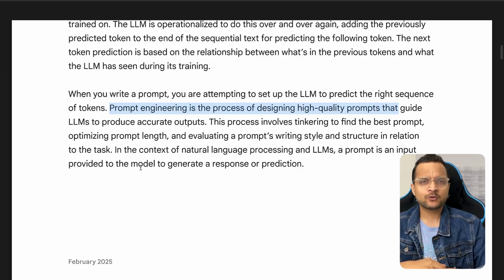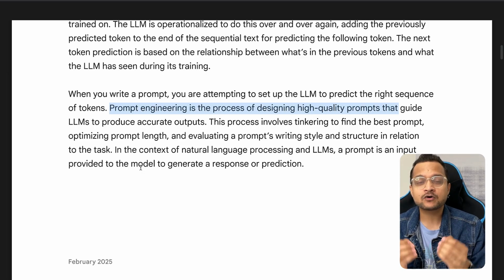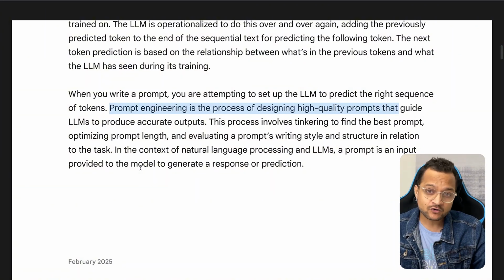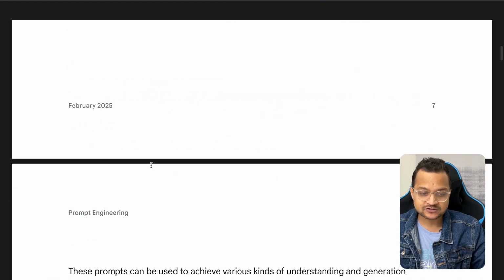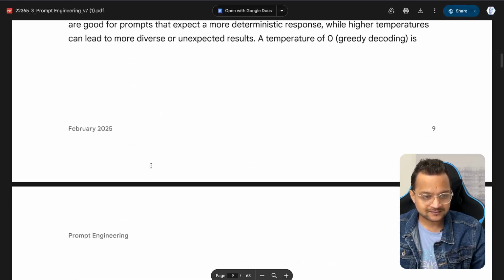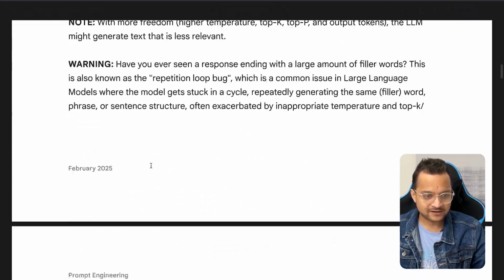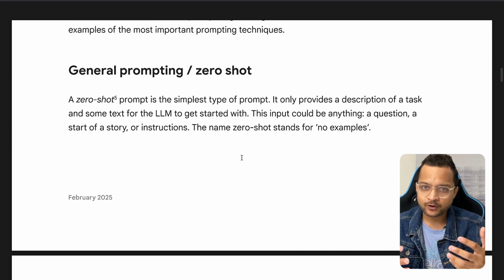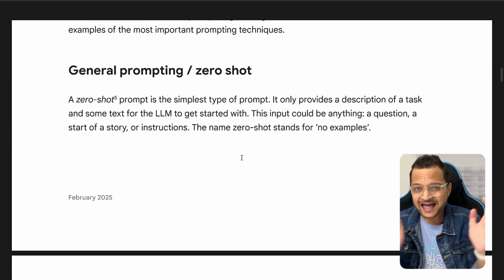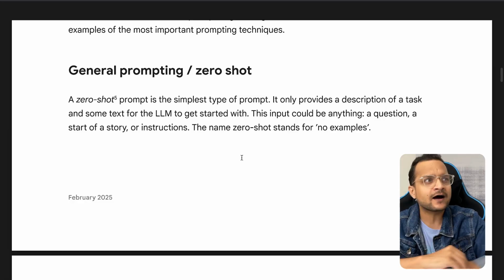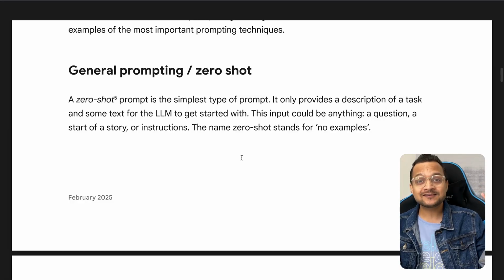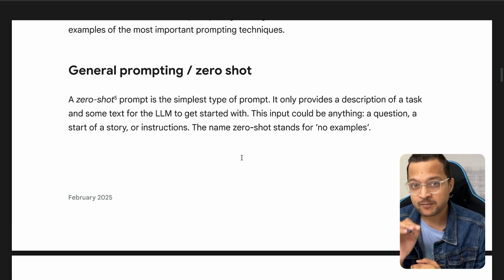Enough about the theory, now let's go and see what exactly the different techniques of prompting are. And we are going to start with the general one, which is the first one. So let's scroll to that level, and the first one is general prompting. General prompting, as you mean, 99% of people are doing, which is just asking ChatGPT like, hey, tell me a joke. This is just general prompting.